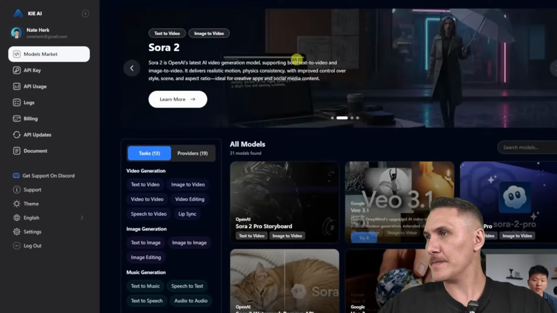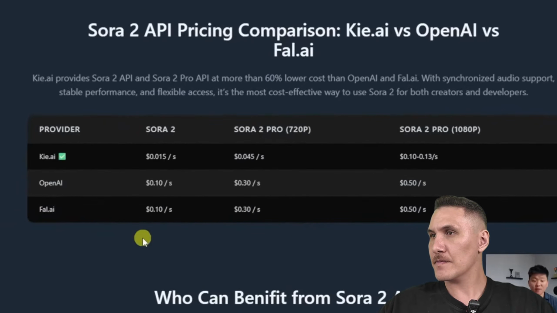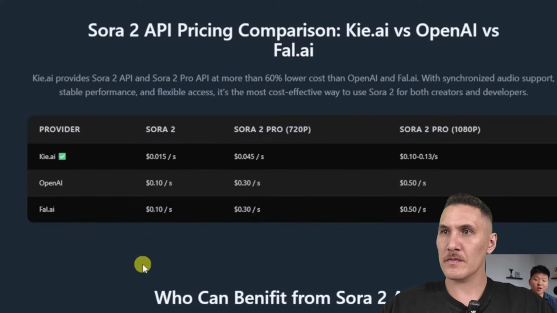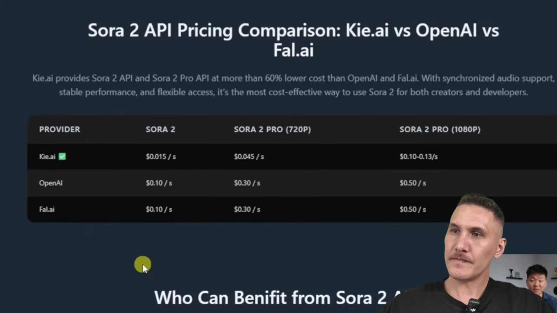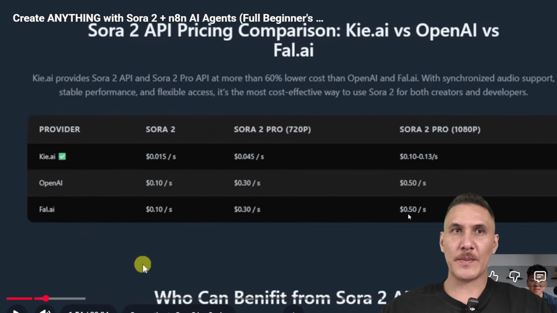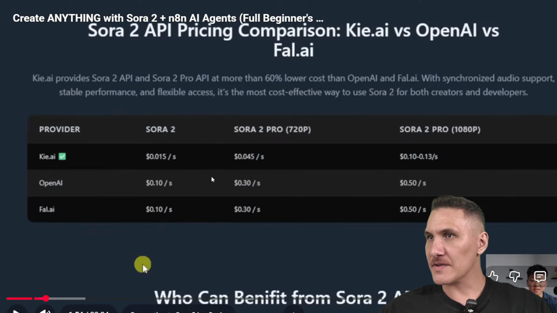Here's the key difference on price. Fal and OpenAI are charging you 10 cents per second of Sora 2 video generation, whereas Kie's only charging you 1.5 cents per second. So this is going to be a big advantage for using Kie AI. It's almost 1/10 the cost. Wow, for Pro, it's 5 cents for 10 seconds.